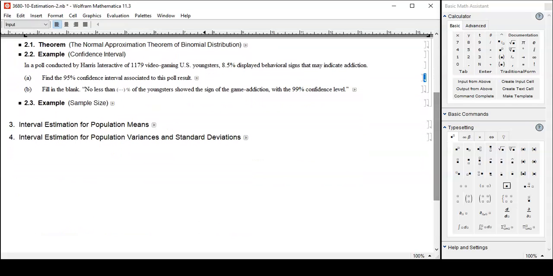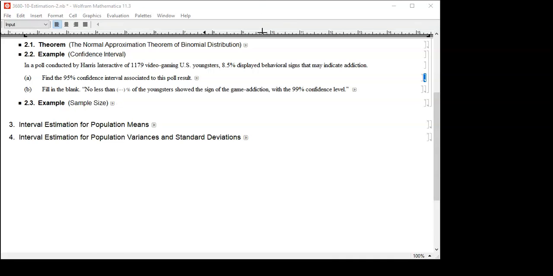Next, fill in the blank. No less than whatever percent of the youngsters show the sign of game addiction. Find the 99% confidence level. Okay, all right. Answer that with 99%. No less than whatever percent show the sign of game addiction. So no less than whatever percent, but no more than whatever percent, then we have a confidence interval. Both are out. But we have only one side. No less than whatever percent.